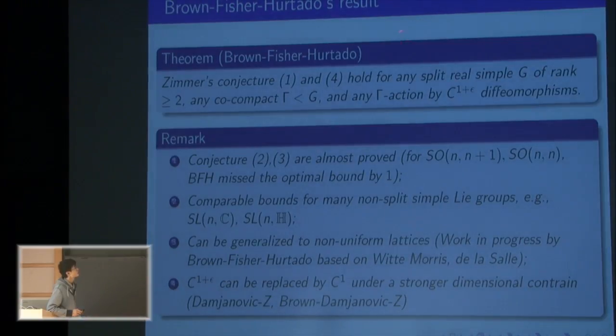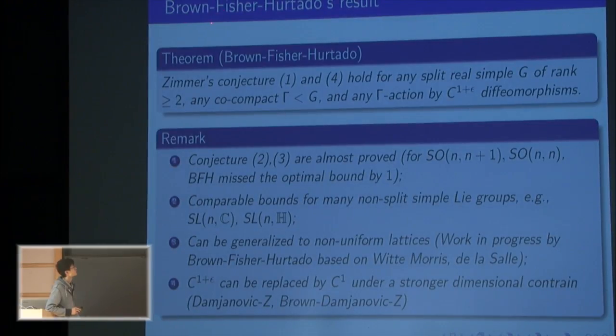So recently there's a big breakthrough on this conjecture, which is obtained by Aaron Brown, David Fisher, and Sebastian Hurtado. They proved that Zimmer's conjecture items 1 and 4 hold for any split real simple Lie group of rank at least 2 and any cocompact lattice and any lattice action by C^(1+epsilon) diffeomorphisms. And we will have a few remarks on their theorem.